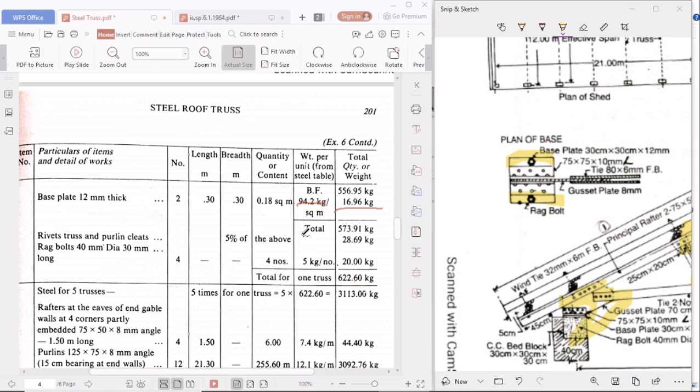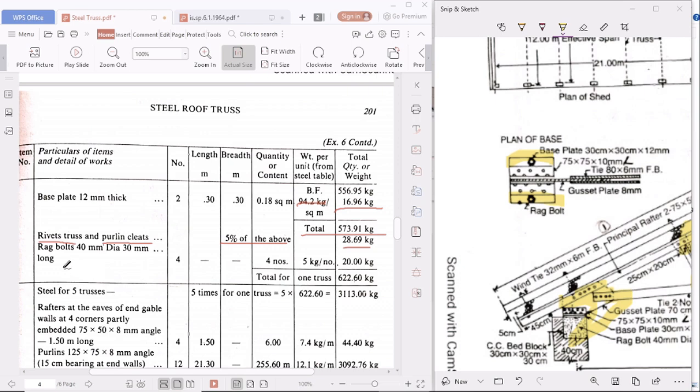So now you make the total. This is the total for all the steel from the steel work. It includes principal rafters, struts, cleat angles, ties, gusset plate and base plate. For this total we have to add 5% for the rivets, truss and purlin cleats. For the rivets and the purlin cleats we have to add 5% of the above. So 5% of 573.91 is 28.69.